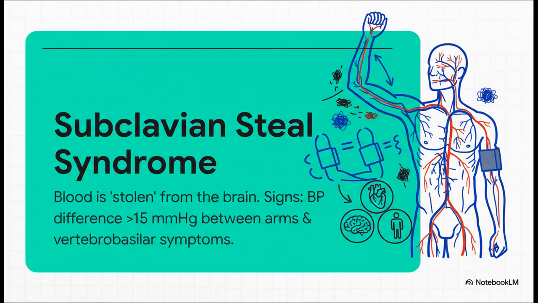And for the steal, blood is literally diverted from the brain, flowing backward down the vertebral artery when the arm is used. You're looking for a BP gap over 15 millimeters of mercury between the arms, plus vertebro-basilar symptoms like syncope. Know the triad, spot the steal, save the flow.